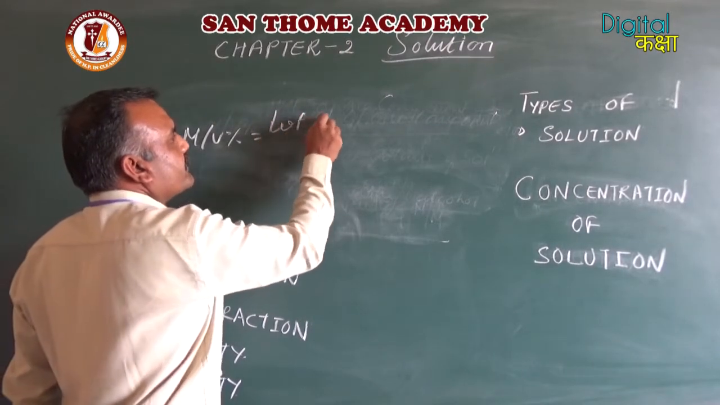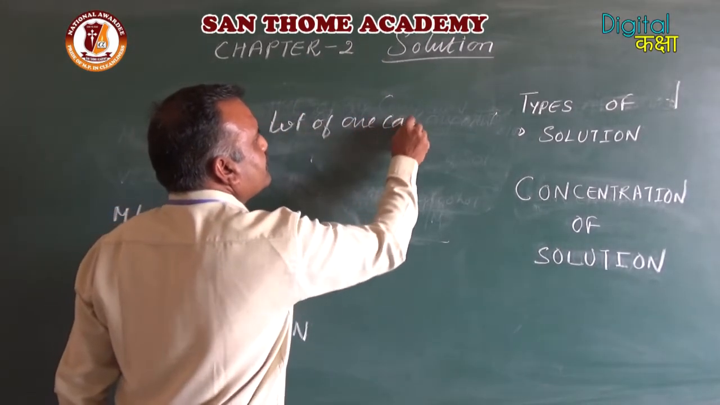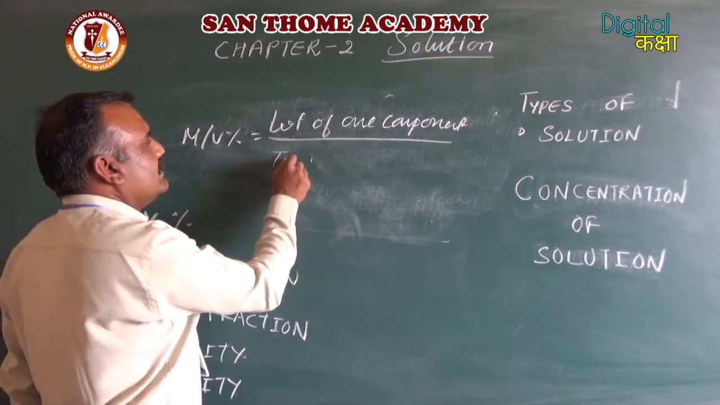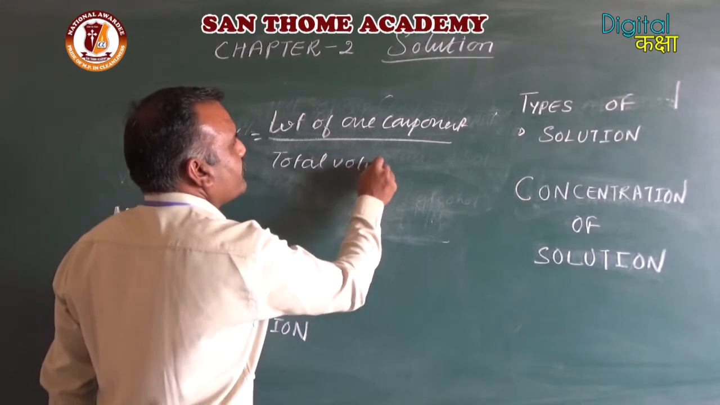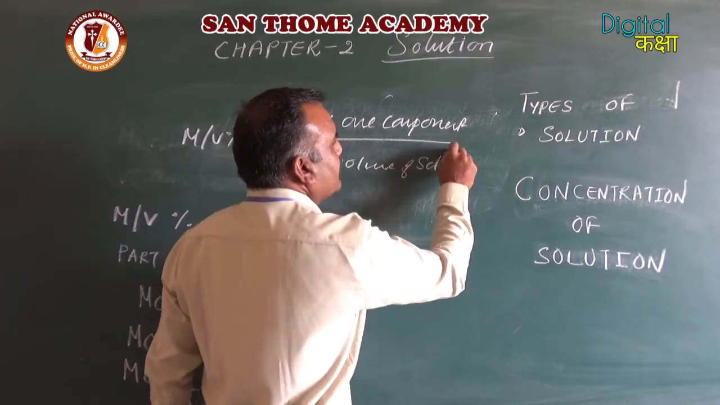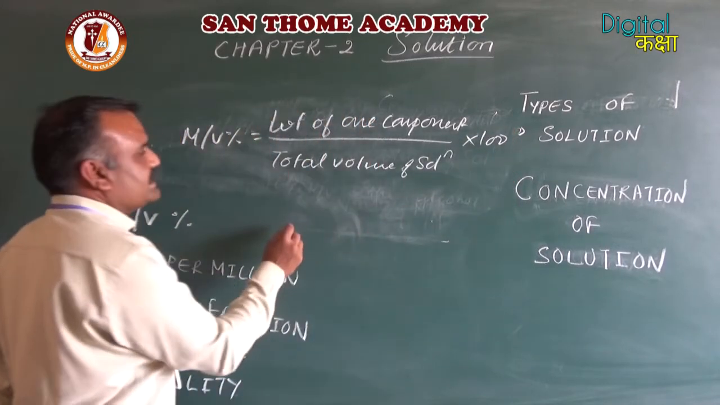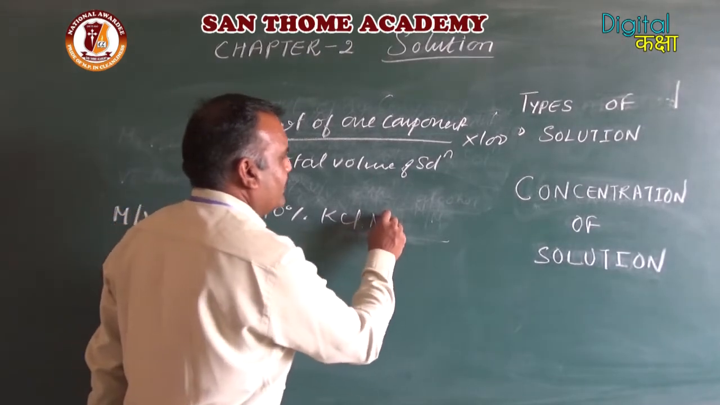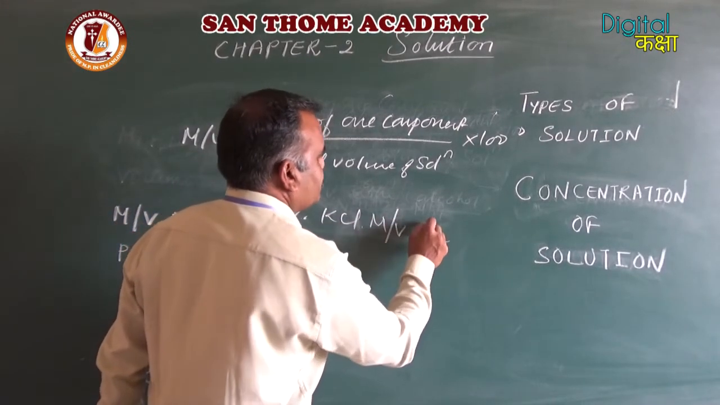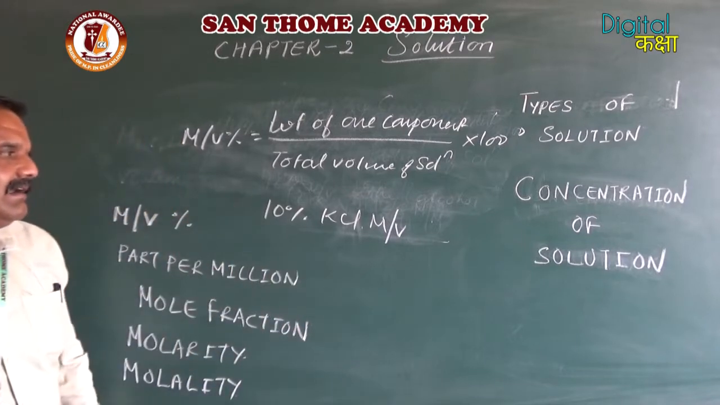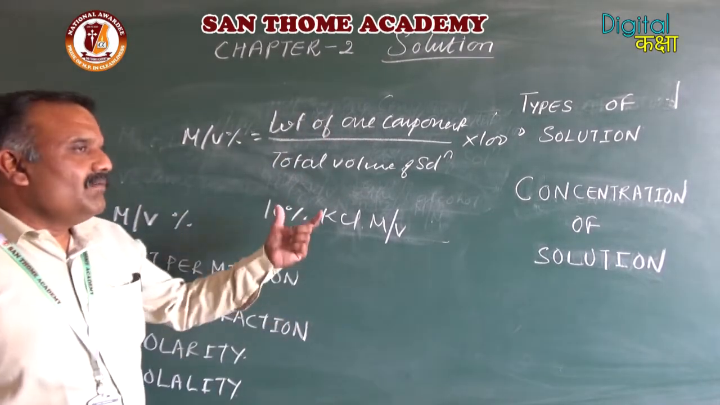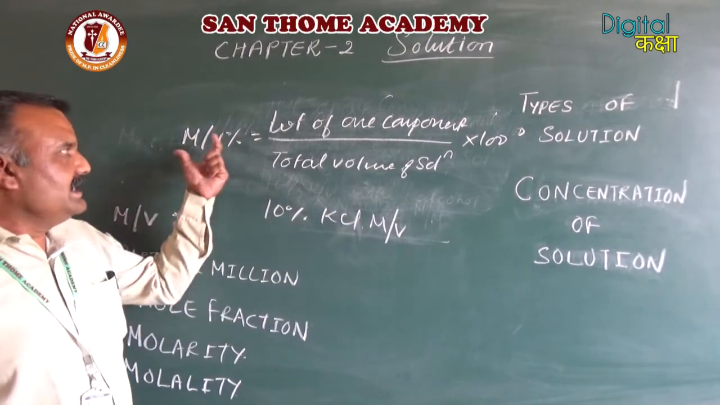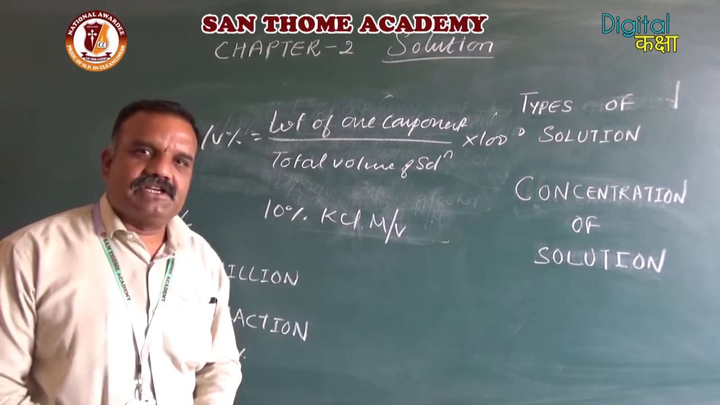It is defined as the weight of one component divided by the total volume of solution into 100. For example, if I say 10% KCl solution, M by V, it means that 10 grams of KCl was dissolved in 100 ml of water. In this way, we can say that it is the 10% mass by volume concentration of KCl.